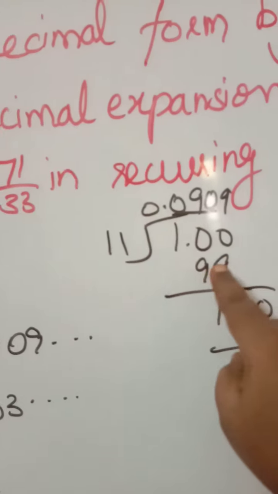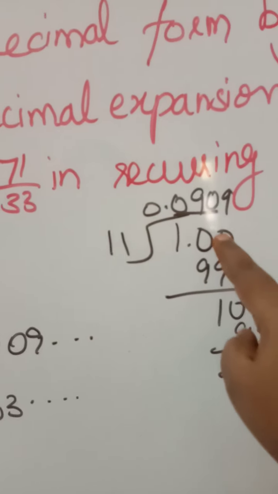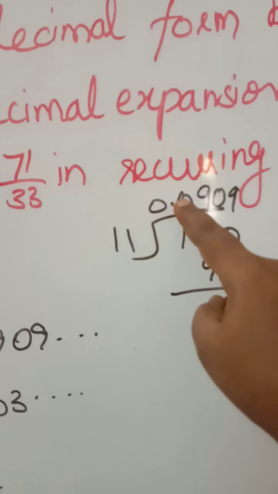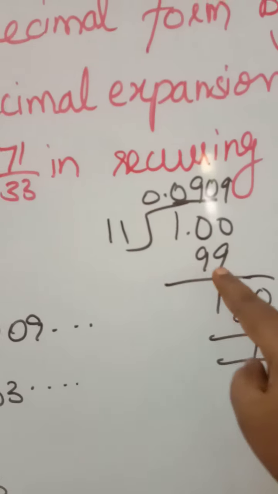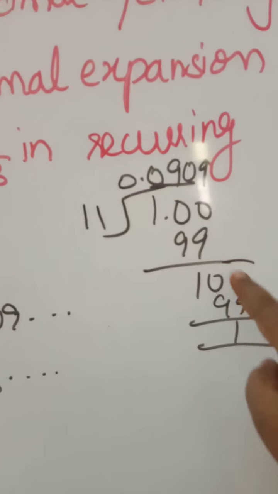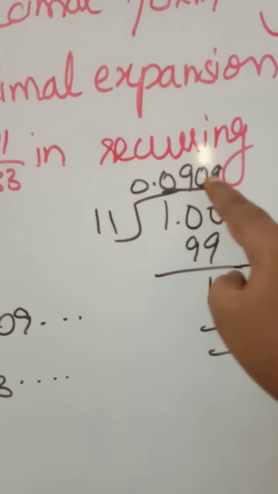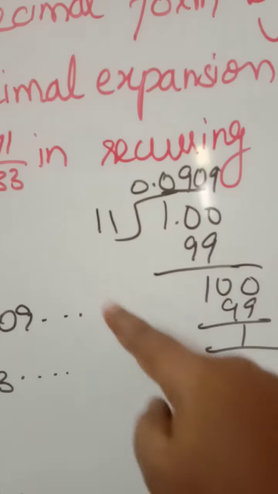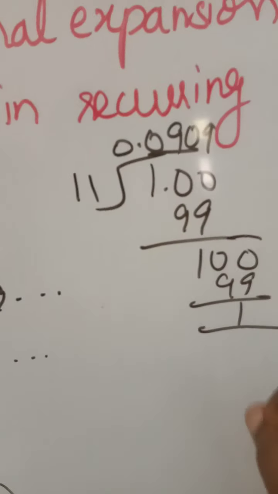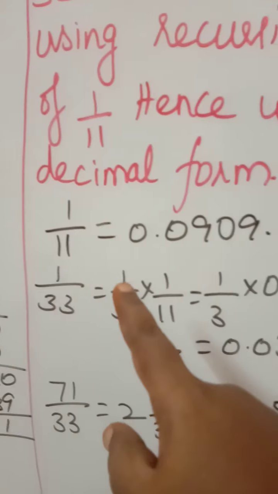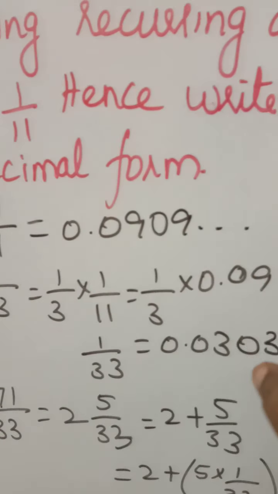So 1 by 11 first. 1 is not divisible by 11, so 0.0. Again 10 is not divisible by 11, so one more 0 we have to include. Now 100, 9 11s are 99. Remainder 1. Again I include 0, it is not divisible, so one more 0 here, 9 11s are 99. It will be repeated. So 0 9 is repeating, so 1 by 11 is equal to 0.090909, etc.